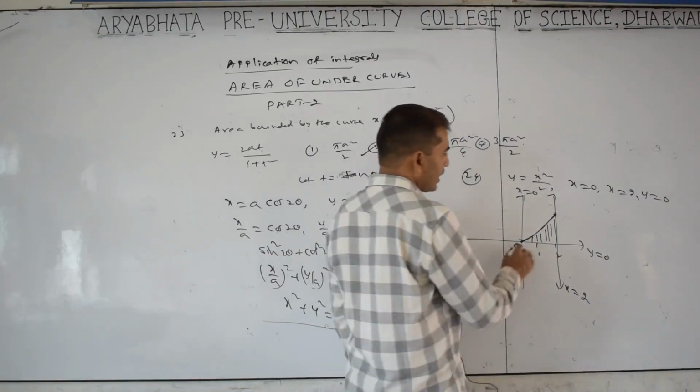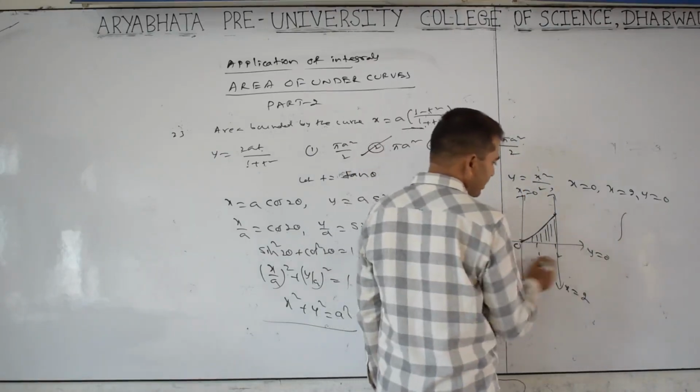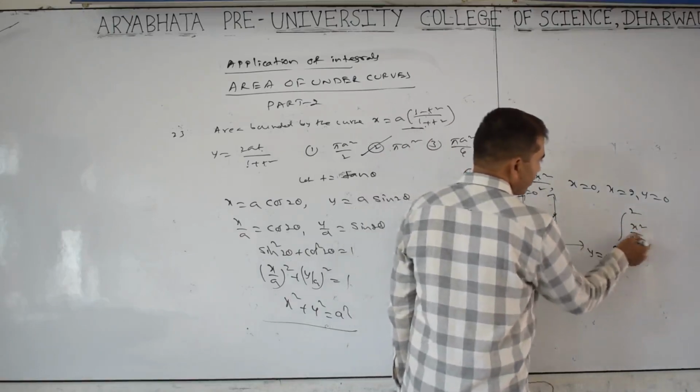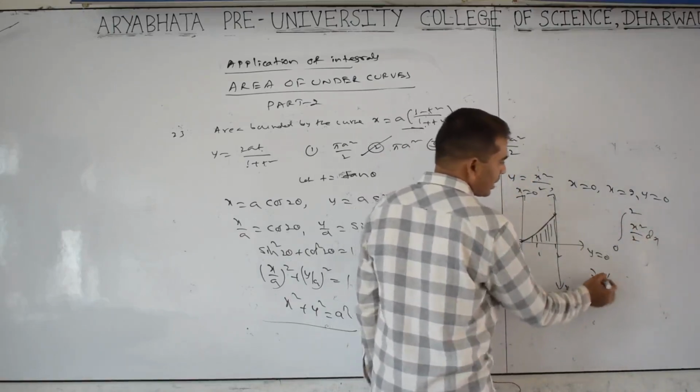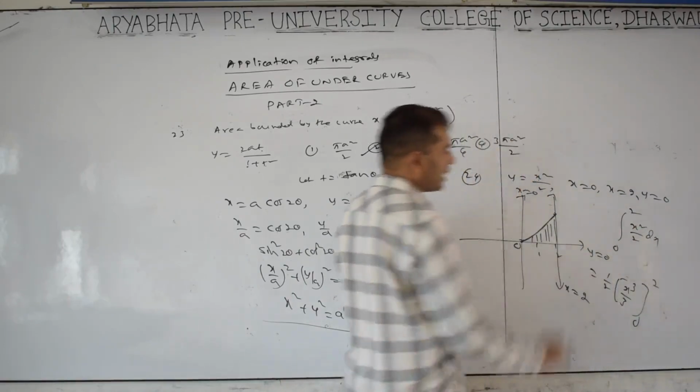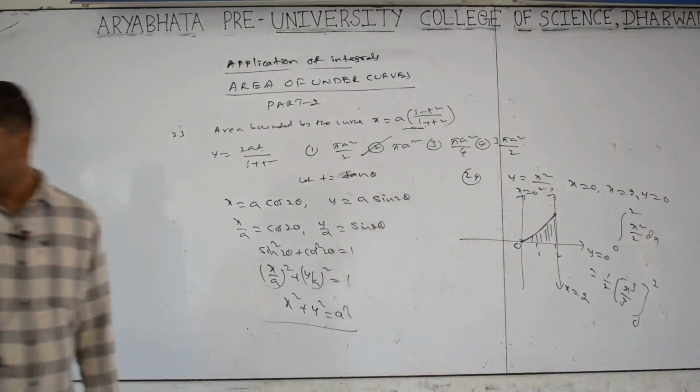So to find this area, the integration limits are 0 to 2. Integral from 0 to 2 of y dx, where y is x square by 2, dx. So 1 by 2, x square, integration gives x cube by 3. Apply upper limit minus lower limit.